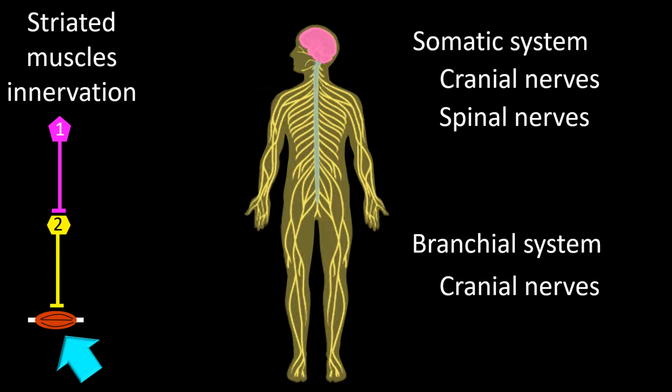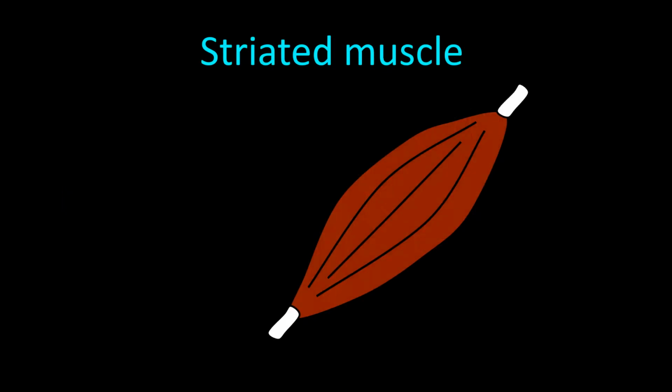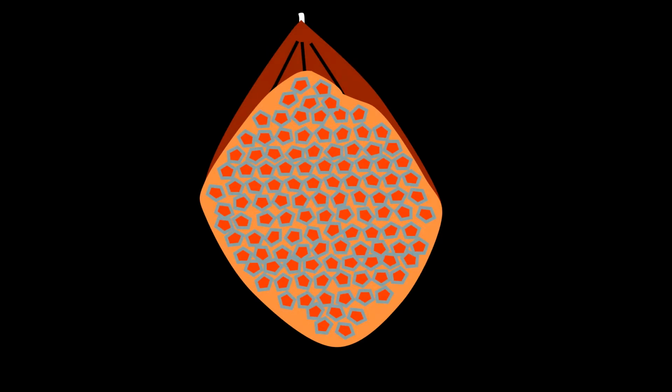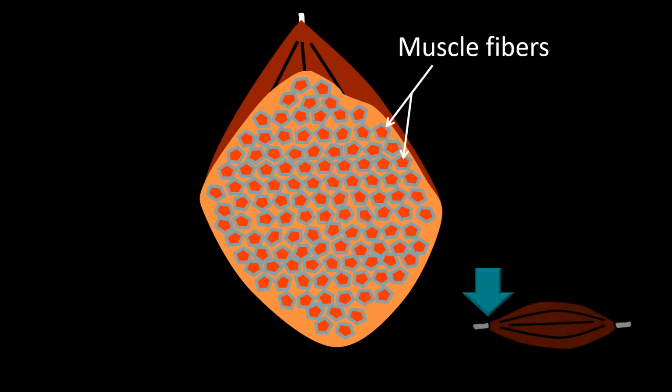So now let's look at a striated muscle and its innervation. This drawing represents a striated muscle. Here we have cut it in half and turned one half towards us to see its inside constitution. The most important constituent of muscle is muscle fiber. Muscle fibers go from one end to the other end of the muscle most of the time.